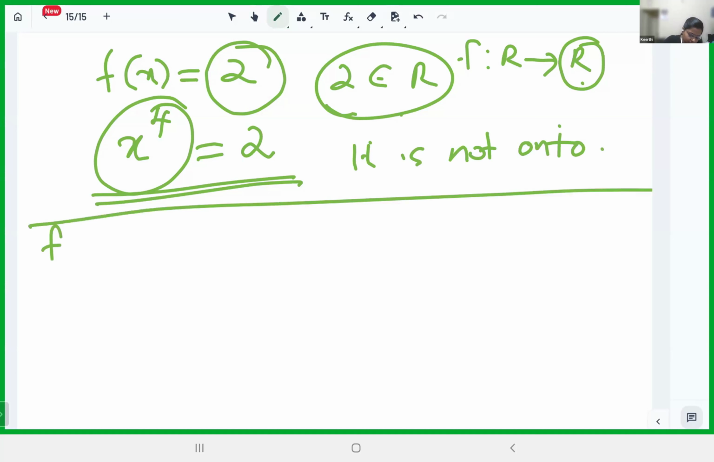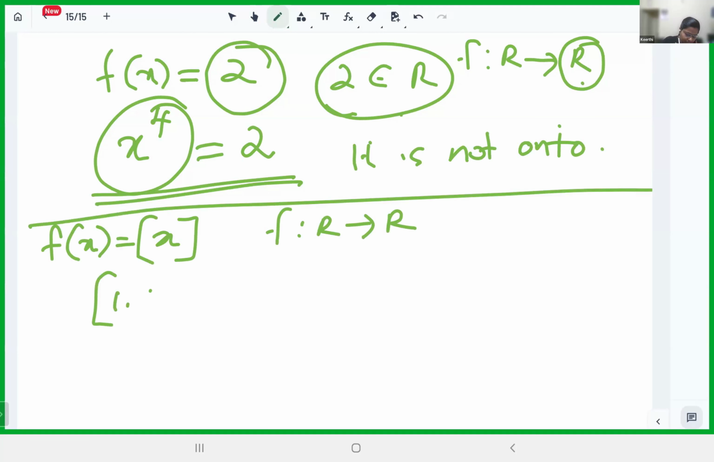f of x is equal to the greatest integer function of x. That is also defined from R to R. It is nothing but the greatest integer function. What is greatest integer function? If you are given 1.2, they will round it to the nearest greatest integer. That is nothing but 1. So this is what you mean by greatest integer function.